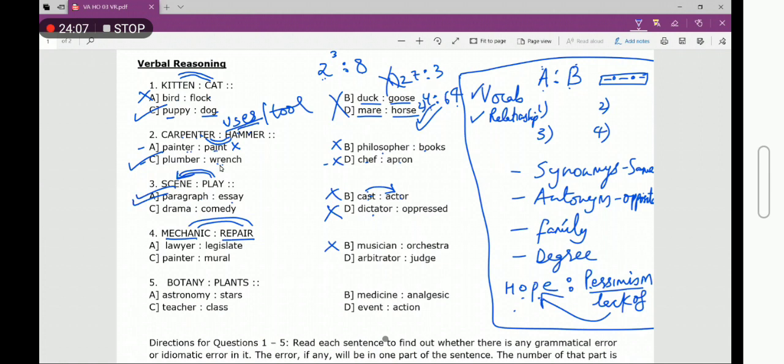Does a painter do mural? Not really, right? It's a big painting, right? That's mural, so it doesn't make sense. So the job of a painter is not mural, right? Do lawyers legislate? Not really, right? Lawyer's role is not to legislate, isn't it? Now, if you don't know the meaning of legislate, or orchestra, or arbitrator, I think that would be a problem.